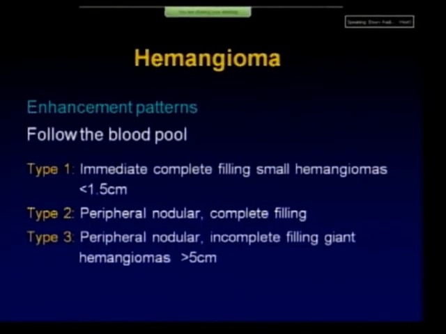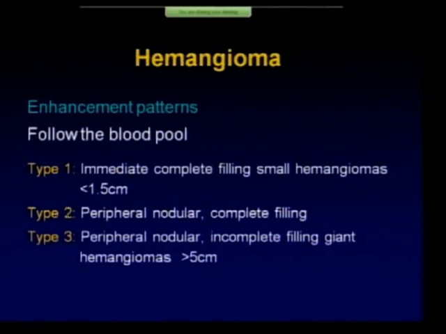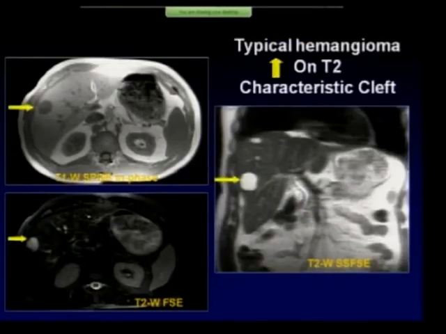Type 1, immediate complete filling, is seen in small hemangiomas less than 1.5 centimeters. Type 2 demonstrates peripheral nodular filling, which completely fills in on delayed imaging, and type 3 demonstrates peripheral nodular incomplete filling. That is the case in giant hemangiomas, which are greater than 5 centimeters. So let's look at type 2 hemangioma.